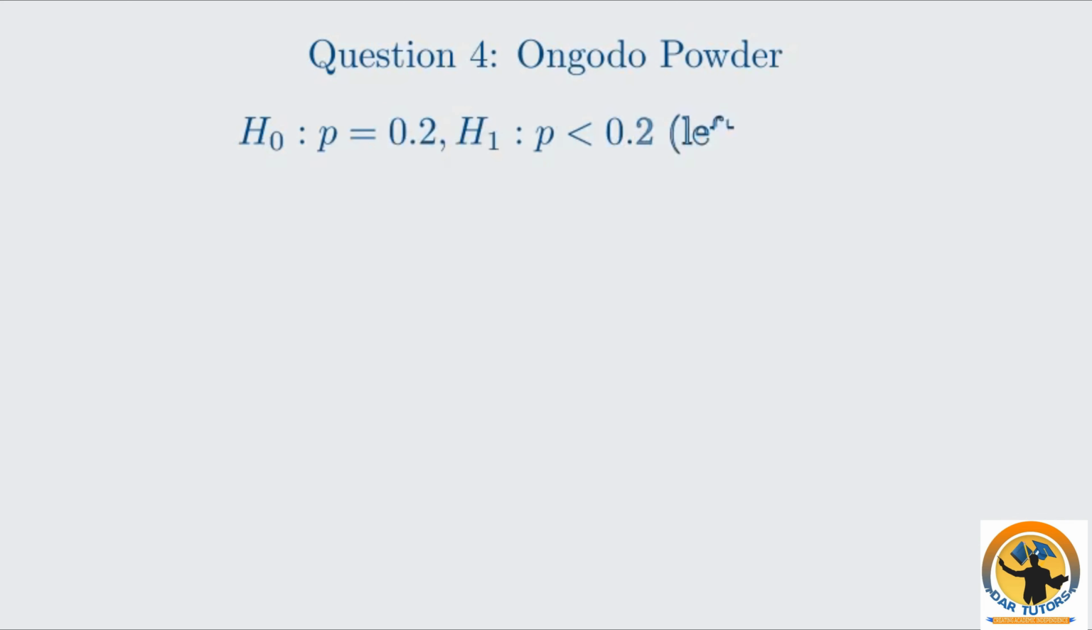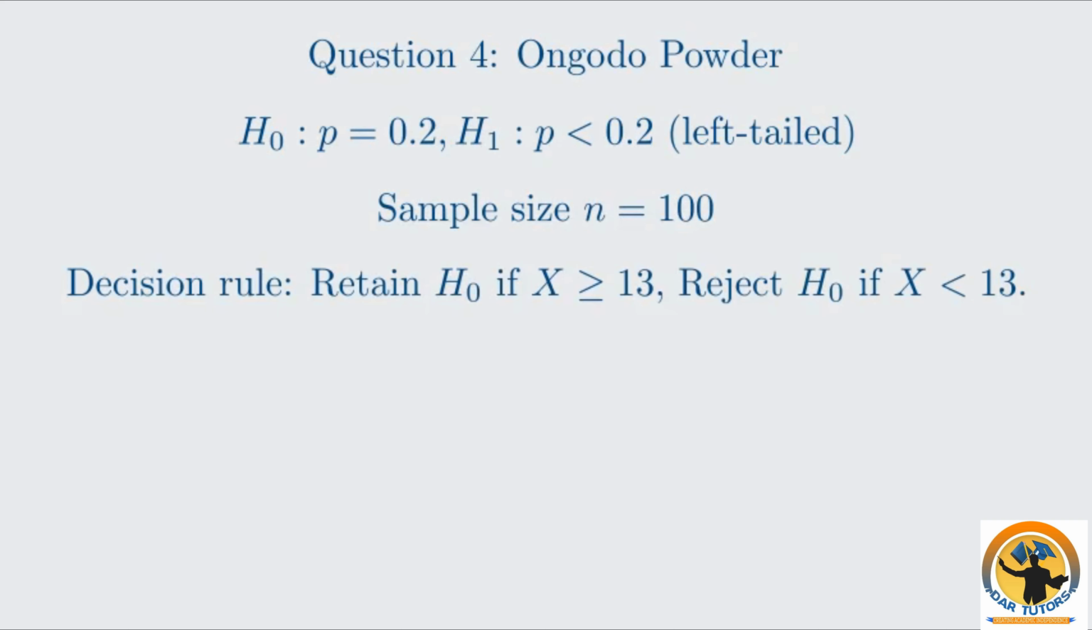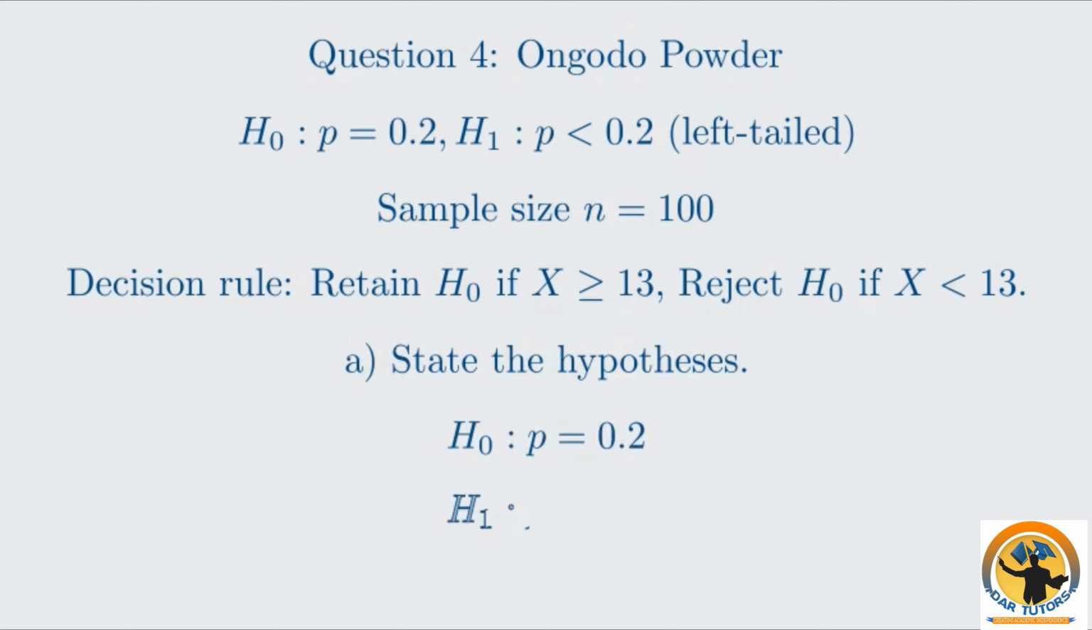Question 4 is about a claim by an advertisement. It says that 20% of households use Ongodo washing powder. A statistician recommends sampling 100 households. The advertisement's claim is only considered reasonable if 13 or more households in the sample use Ongodo. The null hypothesis is that the proportion p is 0.2. The alternative hypothesis, if the claim is to be challenged as not reasonable, would be that the true proportion is less than 0.2. The test statistic X, the number of households using the powder, follows a binomial distribution B(100, p).